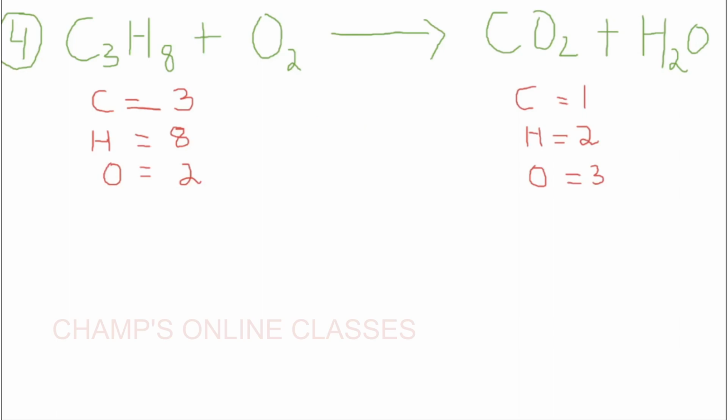So we will start with balancing carbon. There are 3 carbon in the reactant side. So let's make the product side also 3. So let's multiply here with 3. Now let's write this equation again. This was the first step. Write this equation in the second step again.